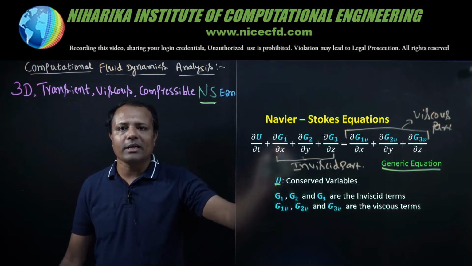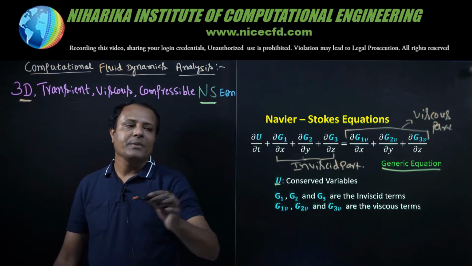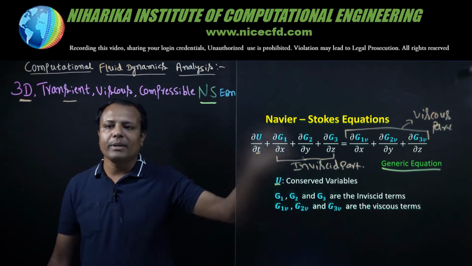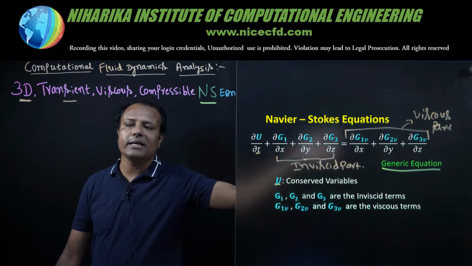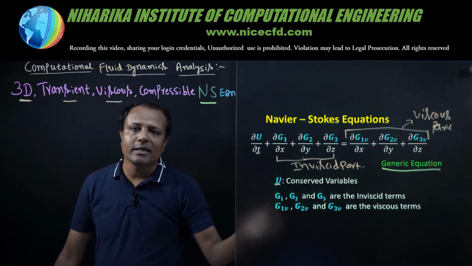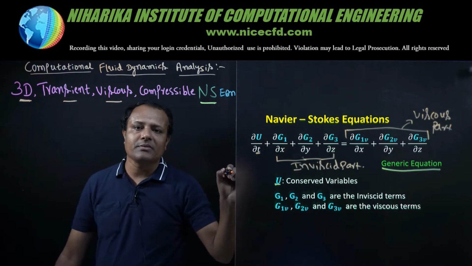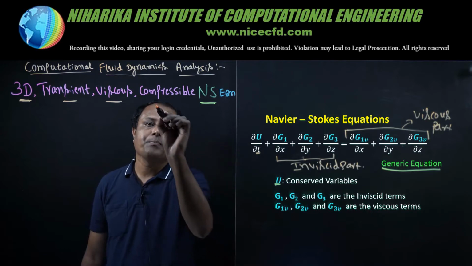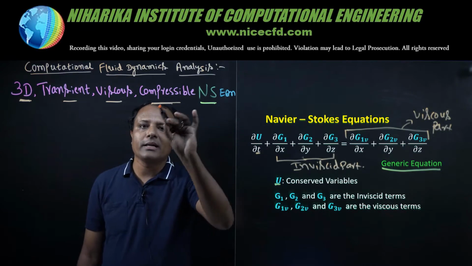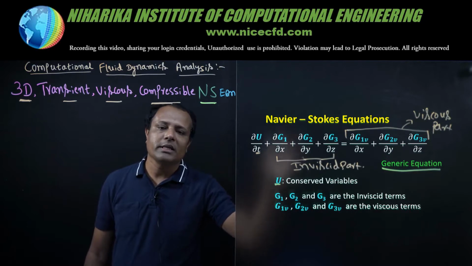Now, because we have del x, del y, del z, it is called 3D. Because we have time t, it is called transient. Because we have viscous parts on the right hand side, the flow is called viscous, and density we are going to treat as a variable which is a function of pressure and temperature. Because we are treating density as a variable, it is called compressible. This is the logic behind considering the 3D transient viscous compressible combination to explain the Navier-Stokes equation.